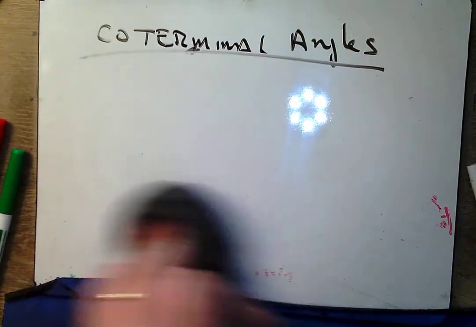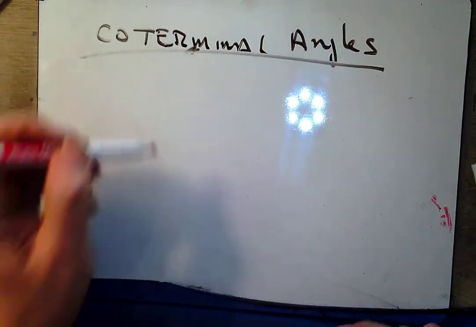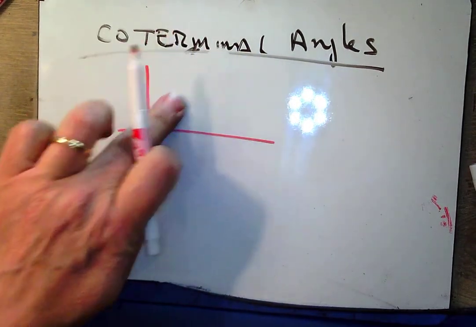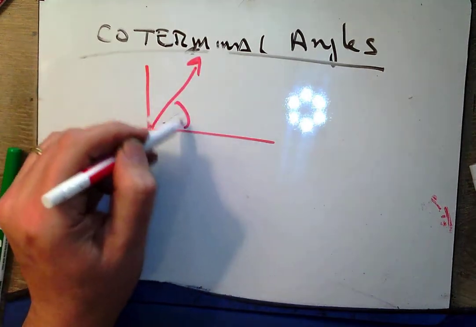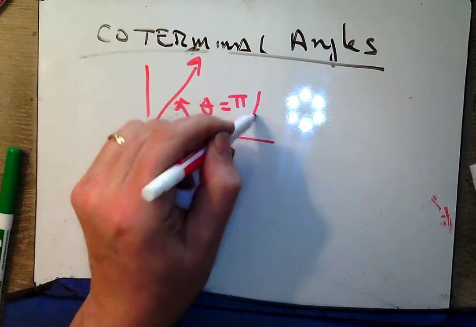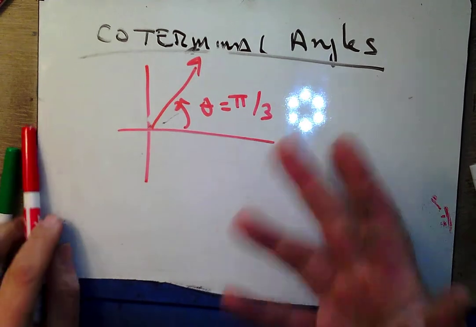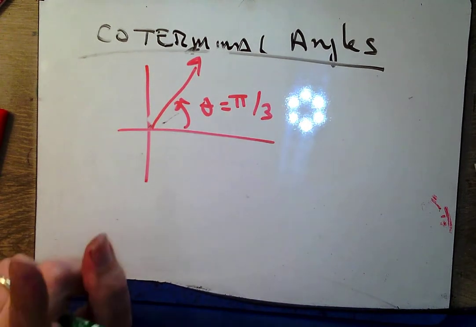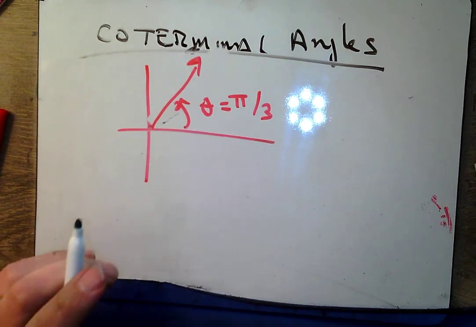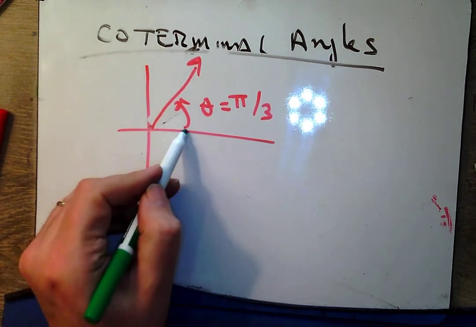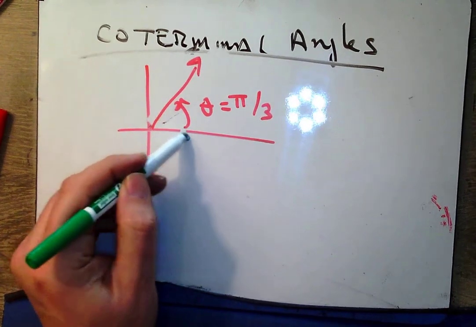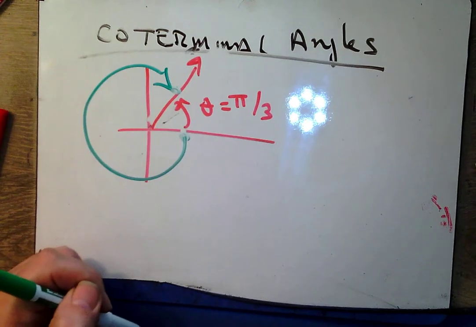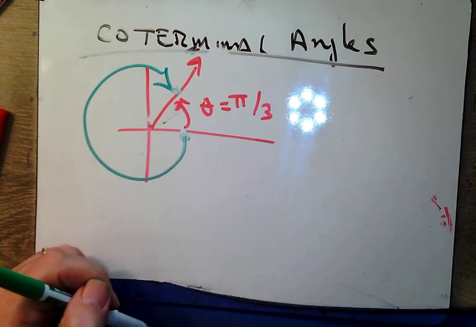What about negative coterminal angles? Okay, so we have this one, a little steeper than that. Here's our theta equals pi over 3. And I want a coterminal angle with that. Show me phi that is not a positive coterminal angle, but a negative coterminal angle. So I've got to start in the same place, and I've got to end in the same place. So I'm going to go that way. Okay. How do I get that?